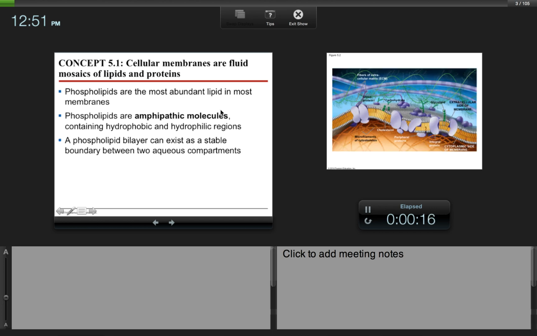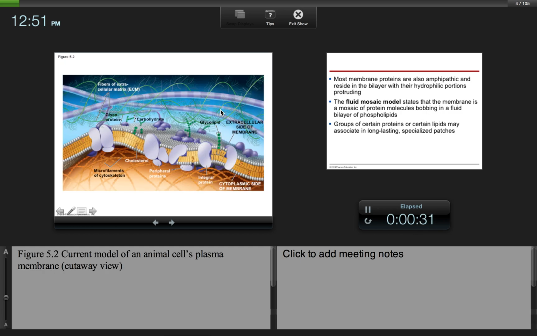Phospholipids are the most abundant lipid in most membranes. Phospholipids are amphipathic molecules, which means that they have both hydrophobic and hydrophilic regions. A phospholipid bilayer can exist as a stable boundary between two aqueous compartments, so water.